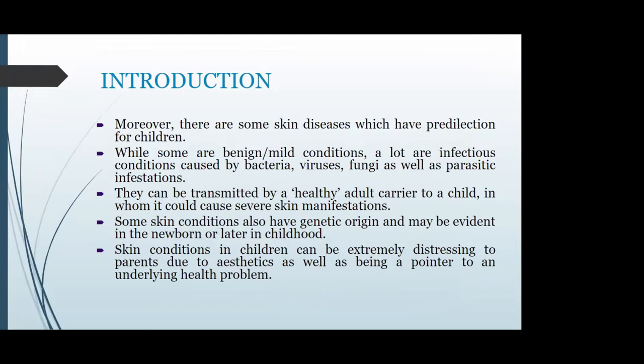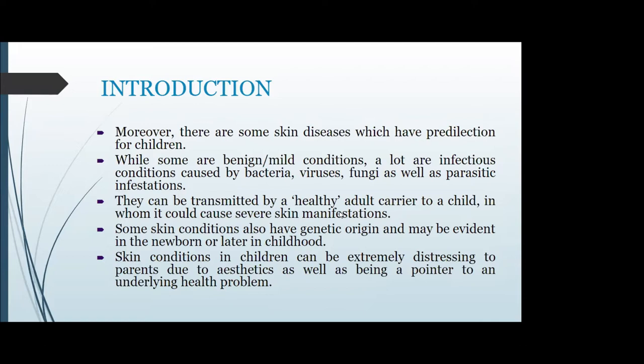Okay, so, as I said, there are some subtle structural and functional differences that differentiate a child's skin from an adult skin. And to further buttress the point, we have some skin diseases that seem to have a predilection for children. Now, while we have so many skin lesions that might be mild conditions, we also have a lot of infectious diseases which can be caused by bacteria, viruses, fungi, as well as parasitic infestations. And funny enough, some of these infections can be transmitted from a seemingly healthy adult to a child. And then, of course, because of these structural differences, we might have a severe manifestation of these skin diseases on the child. Some skin conditions also have hereditary origins. That means they can be inherited from parents.